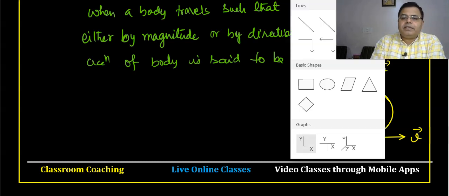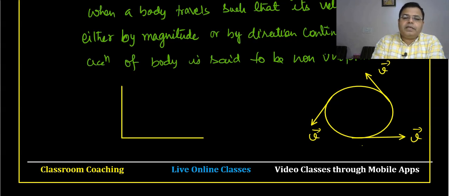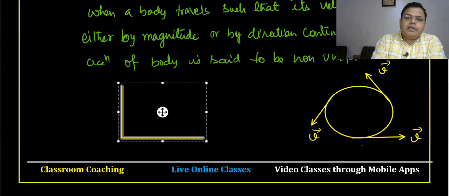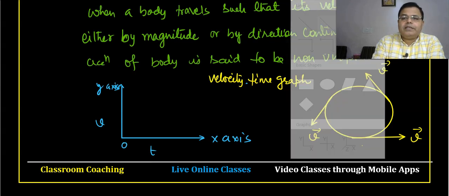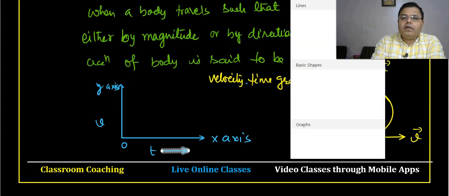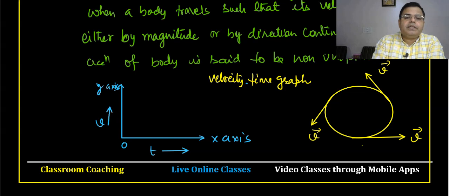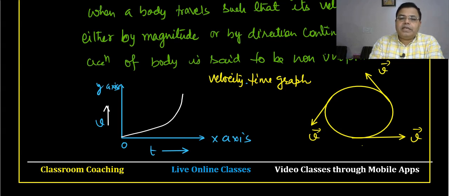The graph of this is one of the examples, and it can be plotted like here, the velocity-time graph of non-uniform motion. This is the x-axis, this is the y-axis, this is velocity, this is time, and this is the origin. The velocity is increasing on this side, and the graph will be a curve like this, not a straight line. So the velocity is increasing.